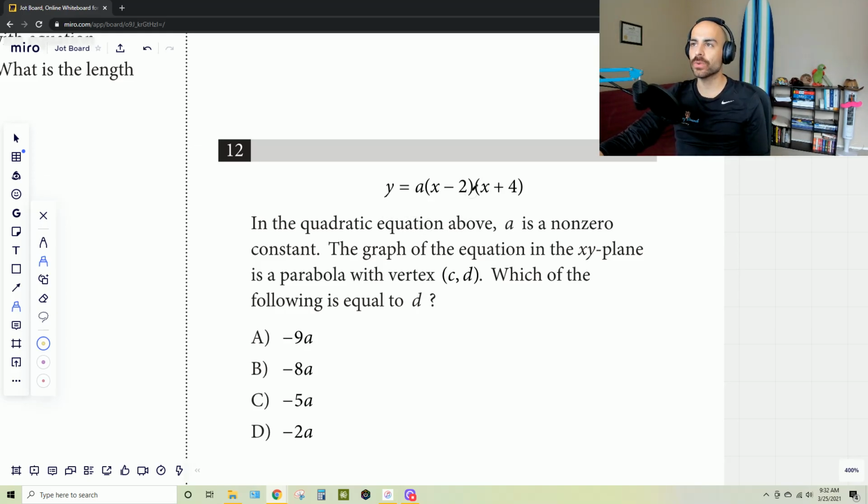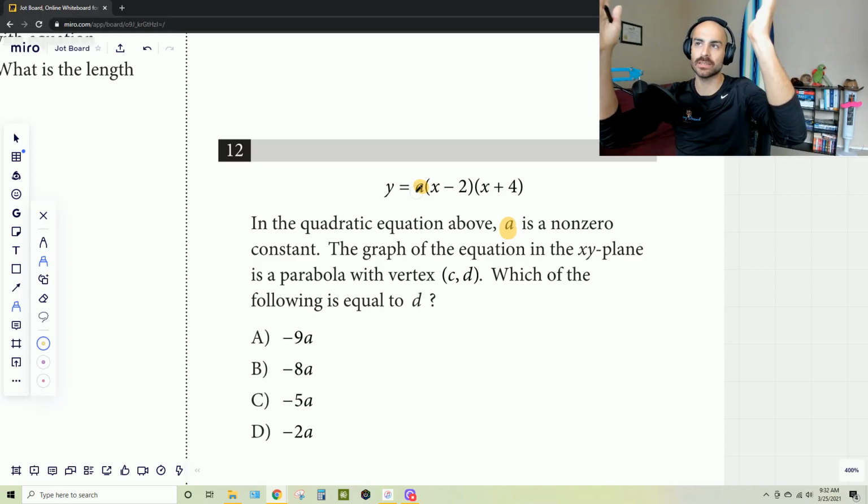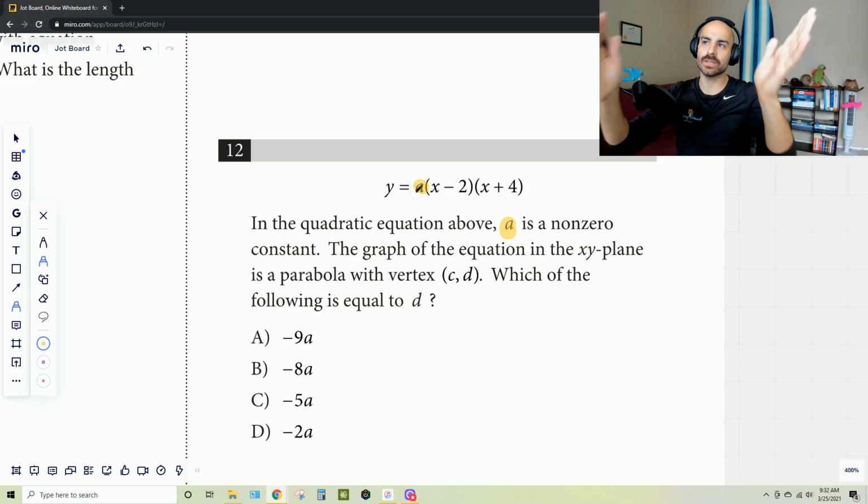In the quadratic equation above, a is a non-zero constant. So what that really means is that we don't know what it is. It could be -1 or +1. It's just not zero. And this is what affects whether the graph is negative and how wide it's going to be. If it's negative, it's going down. If it's positive, the arms of the parabola are going up. And the bigger it is, the wider it is.